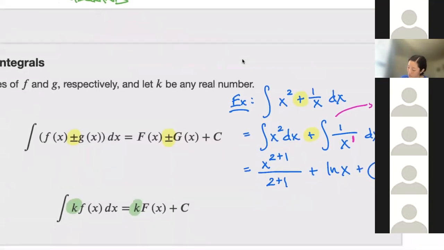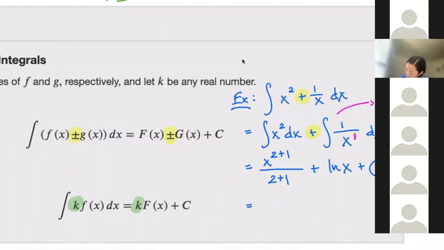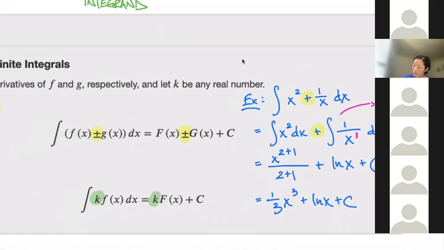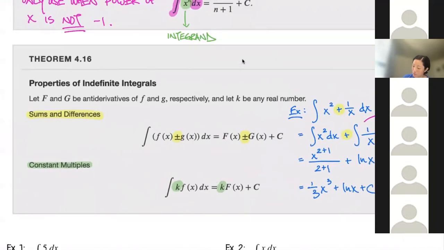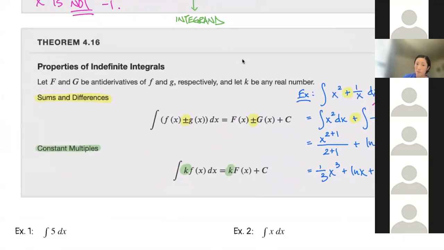Okay. And so altogether, we would get 1/3 x cubed plus natural log x plus c as the antiderivative. So that's an example of the sum and difference rule. All right, and let's squeeze in an example of the constant multiple rule.